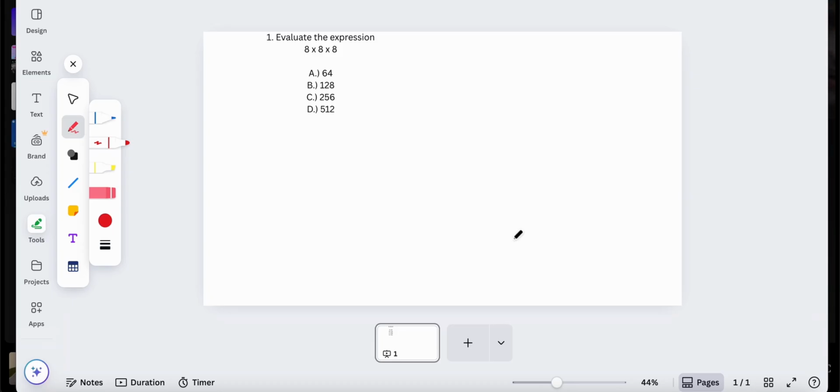To Wylock Homework Lesson 2. Now the first question is asking, evaluate the expression 8 times 8 times 8.